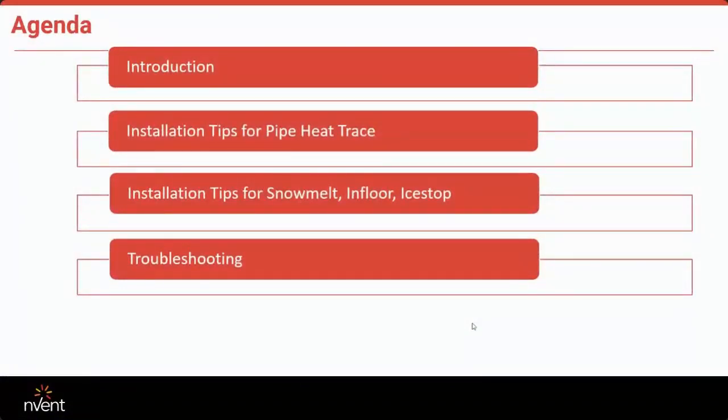All right, so here's on the agenda today. We have, of course, our quick introductions, installation tips specific to heat trace on piping. So we'll go into that, and that'll both apply to industrial as well as commercial. Then we'll get into some installation tips specific more to the snow melt, in-floor, and ice stop applications. And we'll also show some online videos that will be helpful for those who don't like to look at manuals. And then we'll also have troubleshooting guides, and we'll go through some of those tips as well.